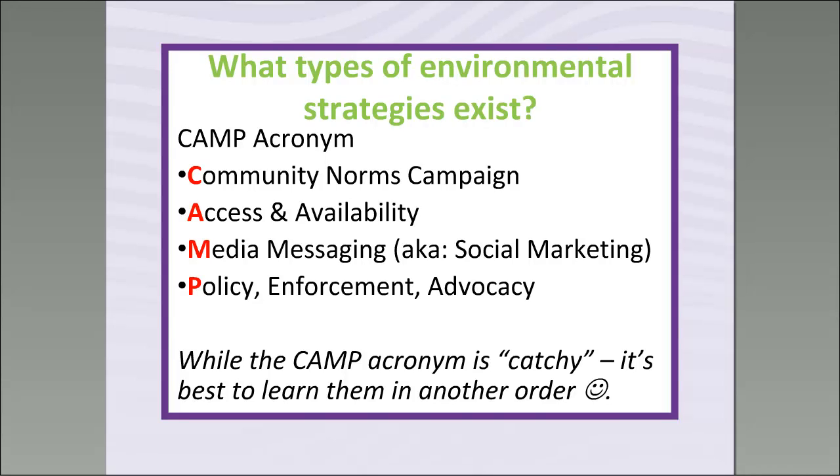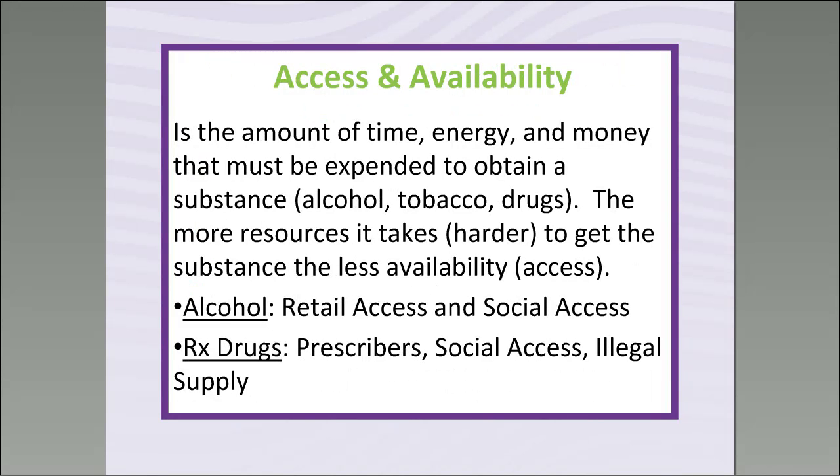Now, while the CAMP acronym is catchy, it's best to learn them in another order. So we'll start with access and availability. By definition, access and availability is the amount of time, energy, and money that must be expended to obtain a substance, alcohol, tobacco, or drugs. The more resources it takes, the harder it is to get the substance, the less availability, which is access.